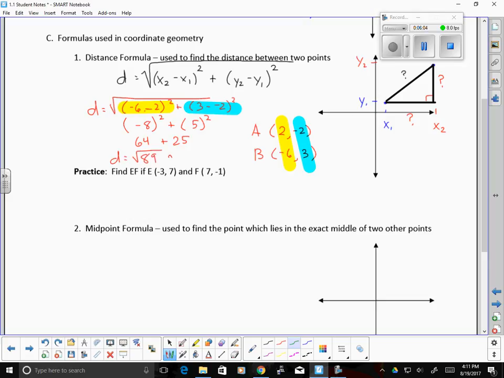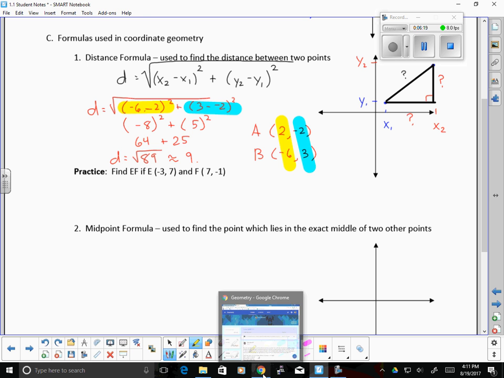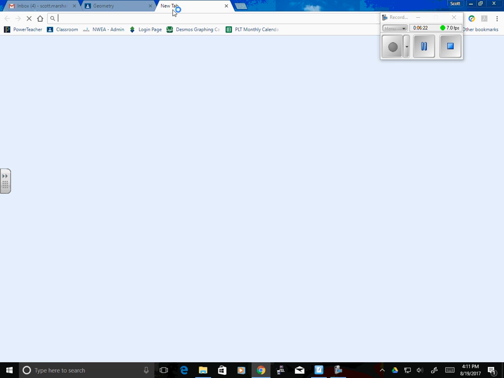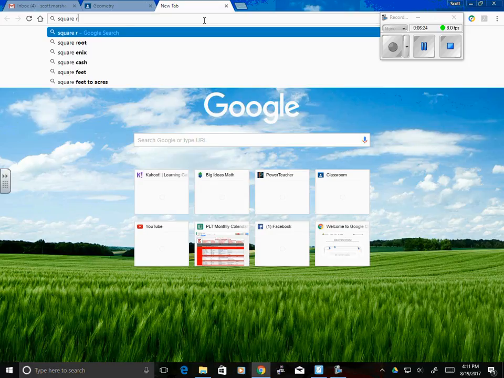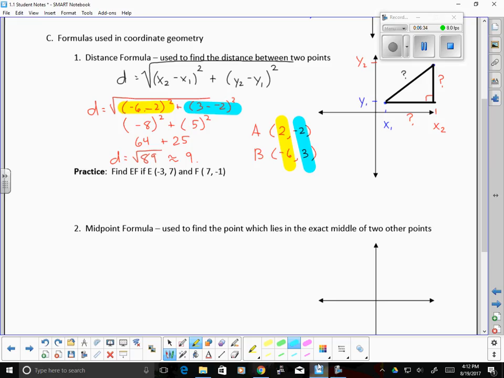We could take the square root of that and find out approximately what that is. We know 9 times 9 is 81, and 10 times 10 is 100, so it's going to be 9 point something. So let's see if we could use our calculator to estimate that. We could just come up here to Google, square root of 89. 9.433, so we'll go 9.4 for our estimate. Awesome. And that's how we find distance between any 2 points.